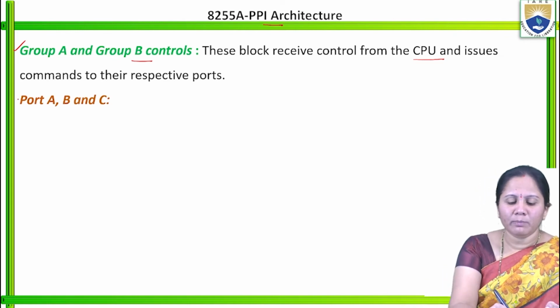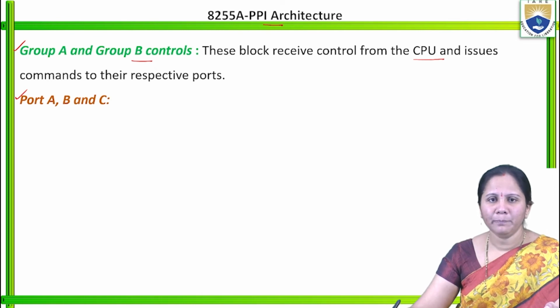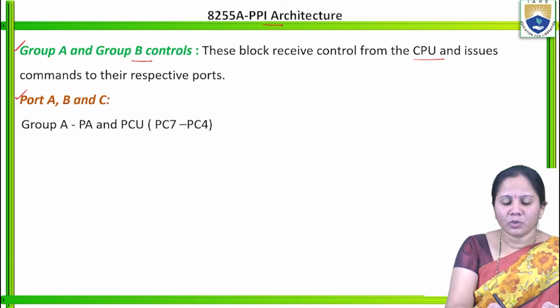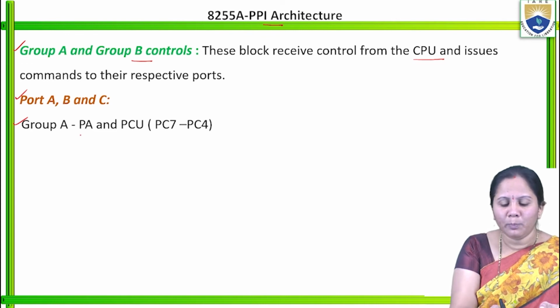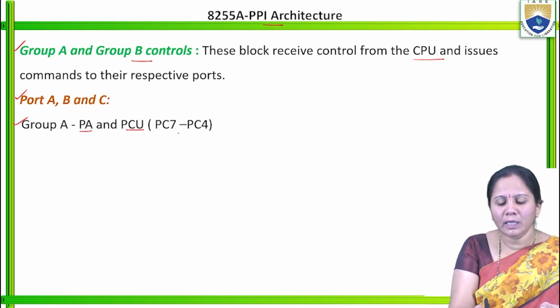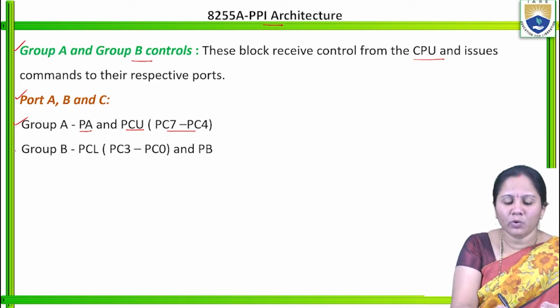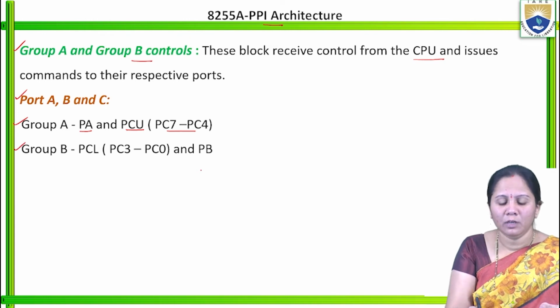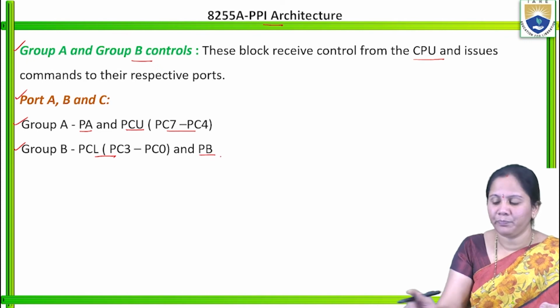And another one we have here is port A, B and C. Here group A will control port A and port C higher nibble bits, and group B will control port C lower nibble and port B 8 bits.